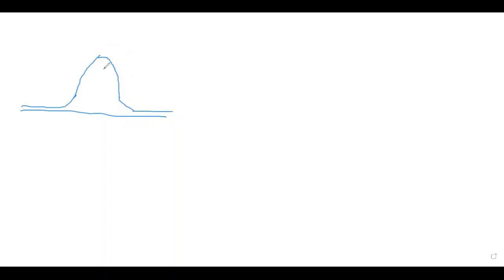Okay, so it is symmetrical. You get it? So the mu is here, and the SD, that's the standard deviation, is also here. So sigma. All right, so this is the curve.